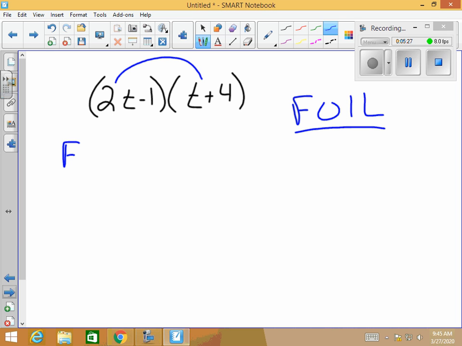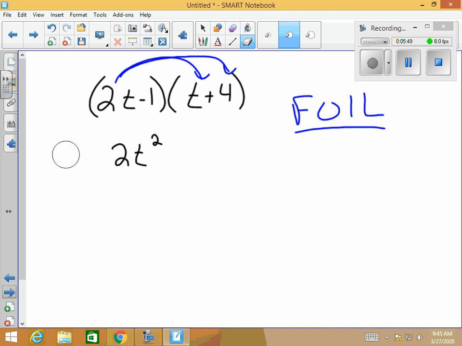Which is our first terms together. So we get 2t squared. And then we're going to go with our outsides. So our outside terms here. Let me rephrase this here a little bit. Let's back this guy up. This is my first. All right. Now let's go ahead and do my outsides, which is plus 8t. So that guy's my outsides. Result of my outsides.